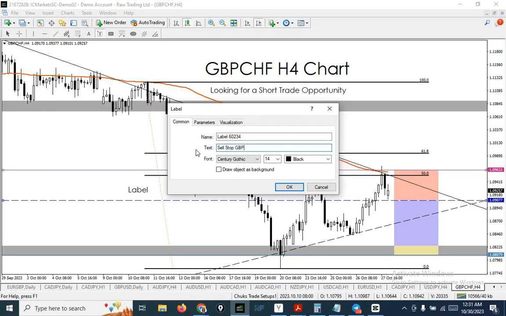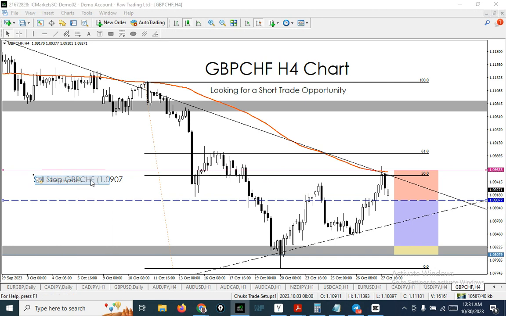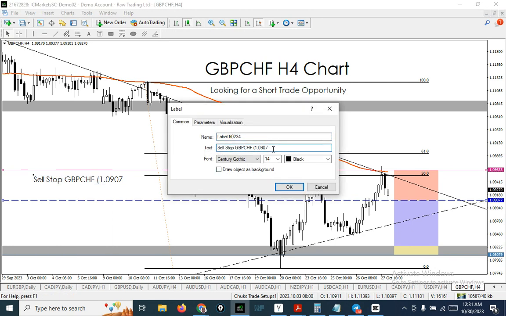Great British Pound, Swiss franc. Okay, at what price? We want to enter at this price at 1.0907. Okay, look at the price here. We're entering at this price. Okay, all right, this is the first trade. This is the trade signal we're generating now.